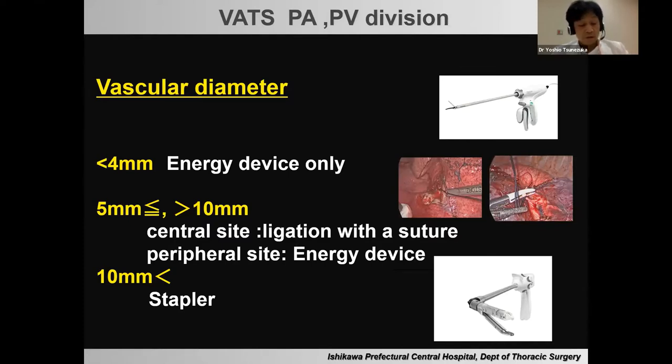Most segmental pulmonary arteries are divided with suture material and a pusher. We usually choose a braided nylon suture. Thick pulmonary arteries with a diameter of 10 millimeters or more are divided with staplers. Concretely, the left A3 branch, right truncus superior, and bilateral basal arteries are necessary to be divided with a stapler.